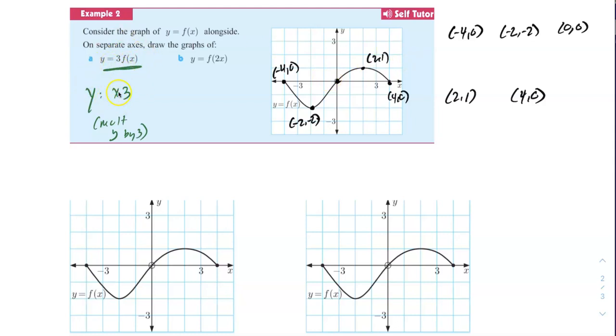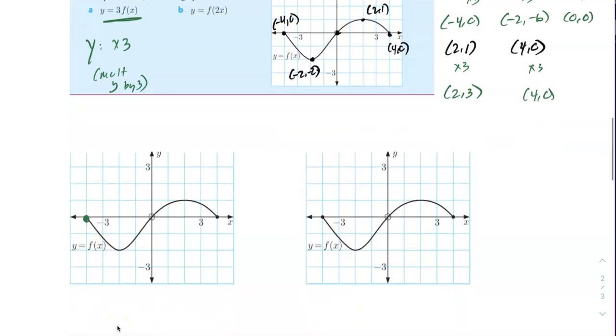This tells me to multiply my y values by 3. So if I'm doing that here, multiply all your y values by 3. You're going to get the points (-4, 0), (-2, -6), (0, 0), (2, 3), and (4, 0). So let's plot those points on this graph here. So (-4, 0), same spot. Then I get the point (-2, -6). So here's (-2, -6). Actually falls off my grid.